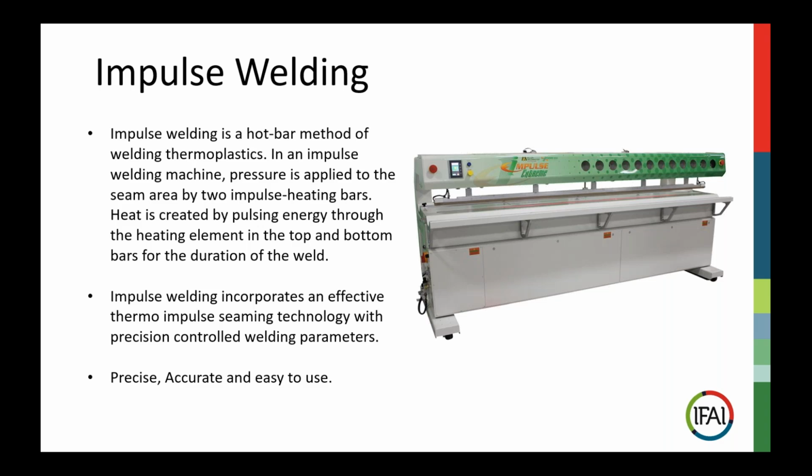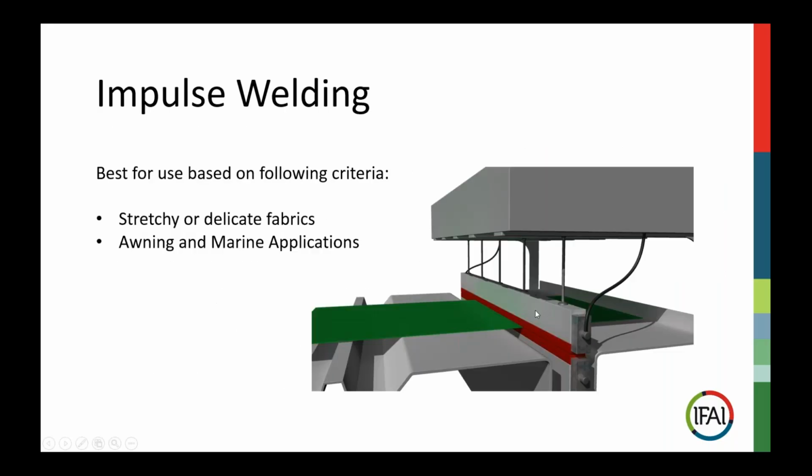all in one pass. So sizes of the bar vary. And for example, here is how to do an overlap on an impulse machine.